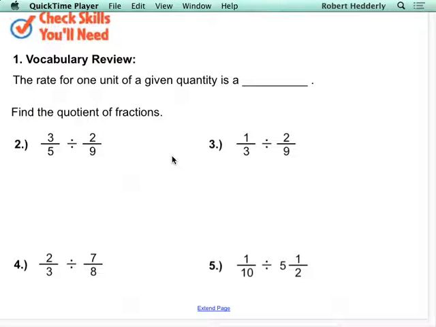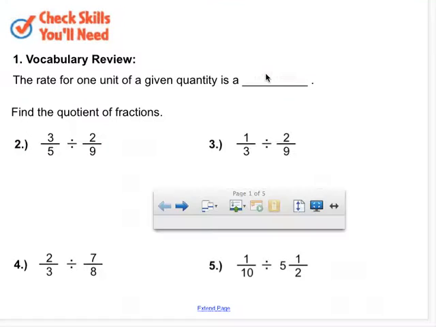Okay, this is Unit 6, Lesson 3, vocabulary review. The rate for 1 unit of a given quantity is a, who's got that answer? Go ahead. Unit rate. It's a unit rate. Okay.